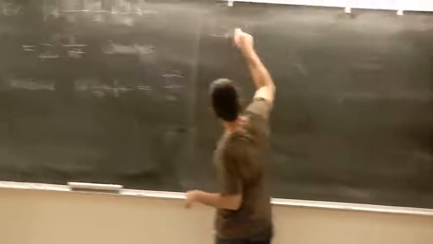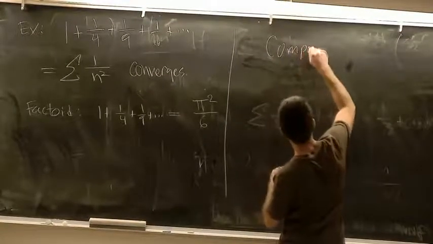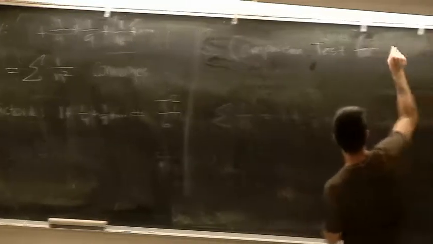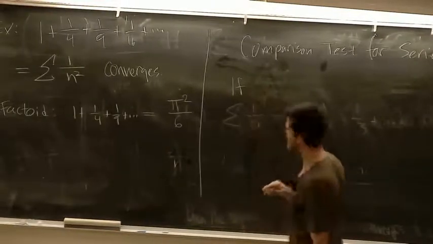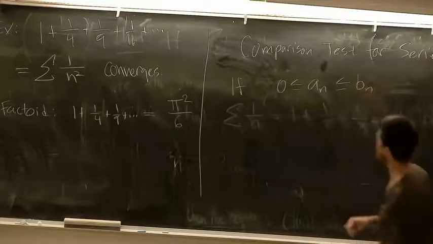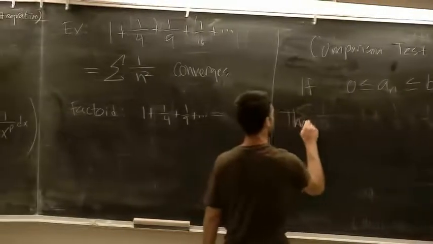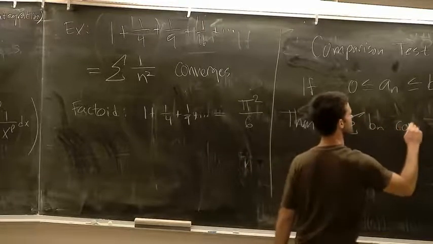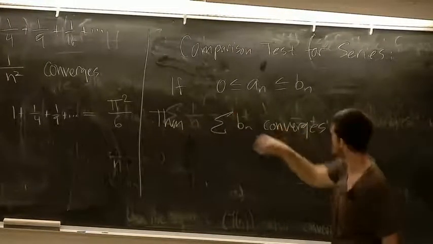So this is the comparison test. It'll remind you of the comparison test for sequences, but this is for series. So if, and again, we're only dealing with positive terms here, let's say you have a_n less than b_n, then if the bigger series converges, that forces the smaller one to also converge.